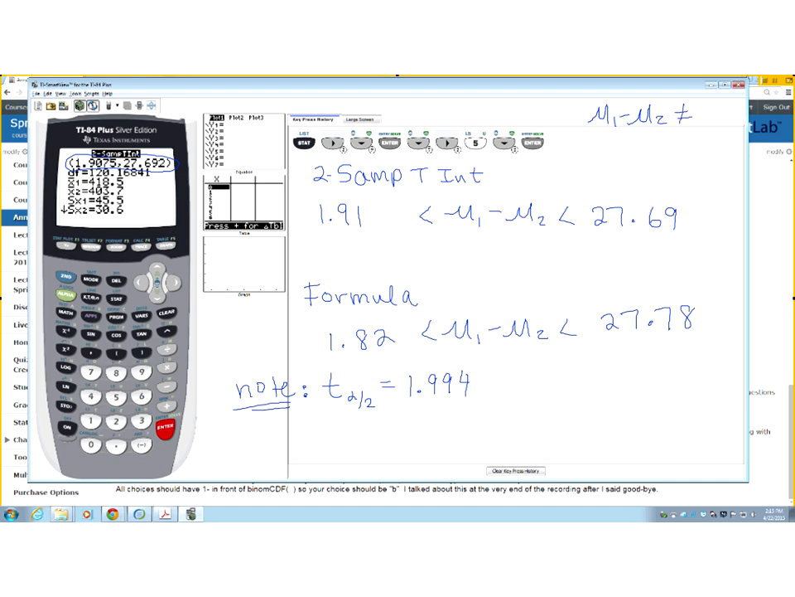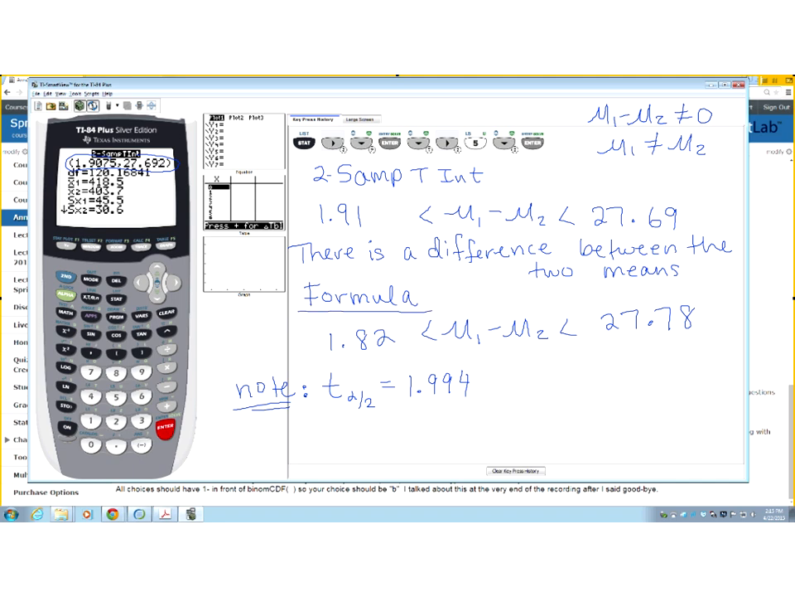Let me write it on the side. So mu1 minus mu2 does not contain 0. Therefore, they cannot be equal. So if they're not equal, that means they're different. So there is a difference between the two means. So it doesn't matter whether you use the formula or the calculator command, you still get a confidence interval that does not include 0, so your conclusion would be the same, right?